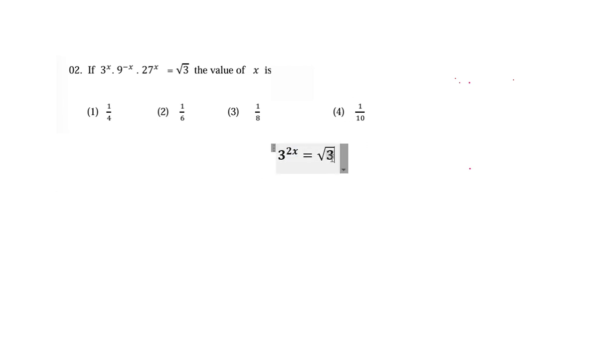Now we have 3 to the power 2x is equal to the square root of 3. Right? So the square root of 3 can be expressed as 3 to the power half, like this. So now we have these two same bases, and according to the rules, we can say that if the two bases are equal, the two indices should also be equal in an equation. Which means 2x is equal to half.